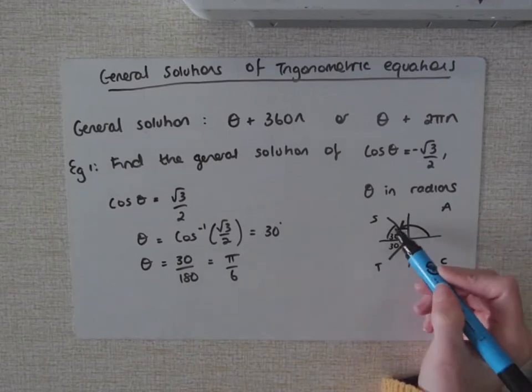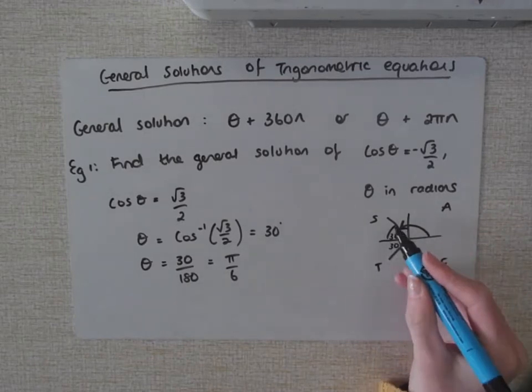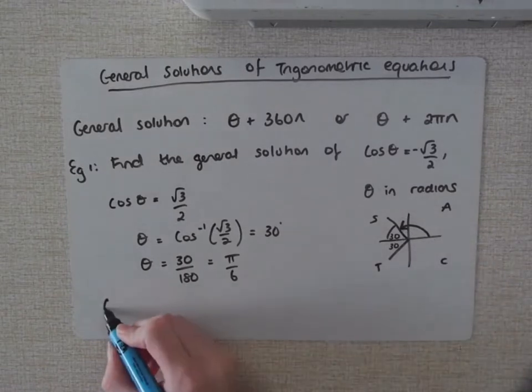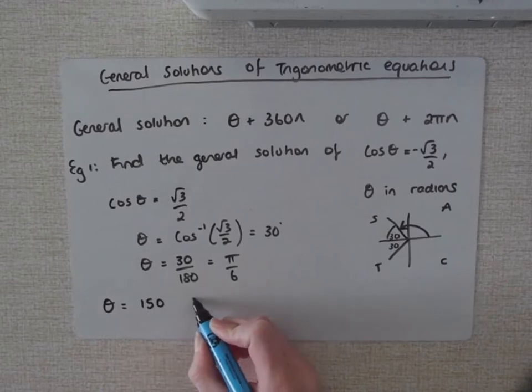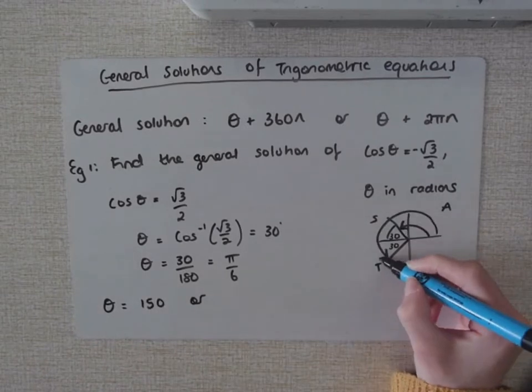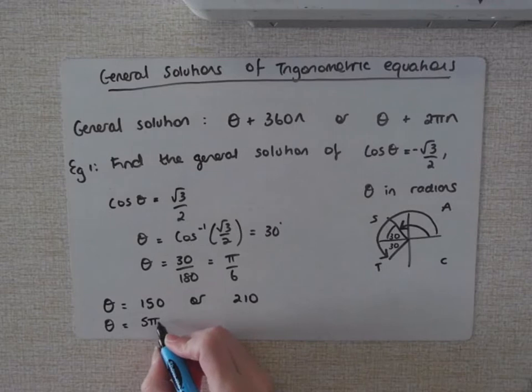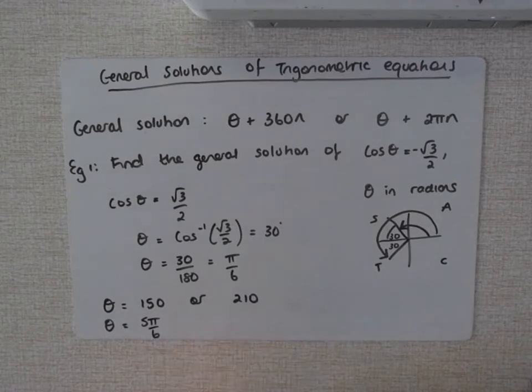If it's 30 degrees there, what's our actual angle? What's theta? 150. Or here, 210. So we need to convert them to radians now. 150 divided by 180 is 5 over 6, so 5 pi over 6. Or 210 over 180, 7 pi over 6.